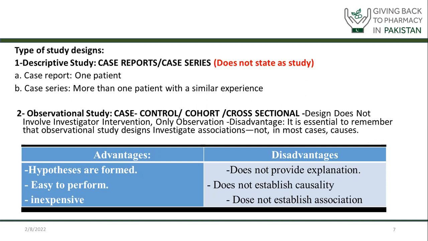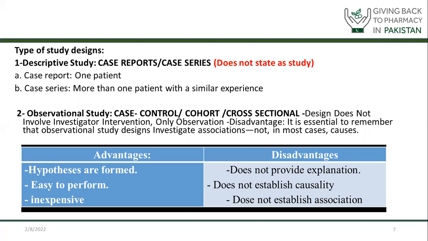Then we have some observational studies. In observational studies, we have case control, cohort, and cross-sectional. These three are observational. What we are doing is just observing. We are not giving anything to the patient. So first, what are the advantages? A hypothesis is formed. We can say that this medicine is causing this, or we can say obesity is causing diabetes, type 2 diabetes or something. So I can establish a hypothesis.